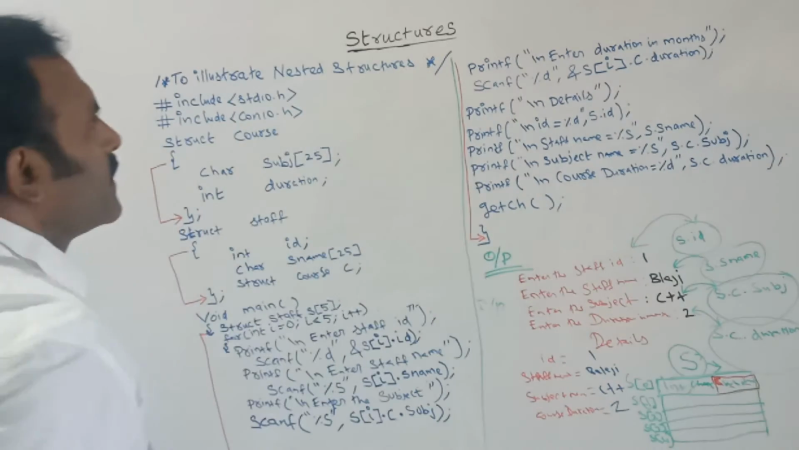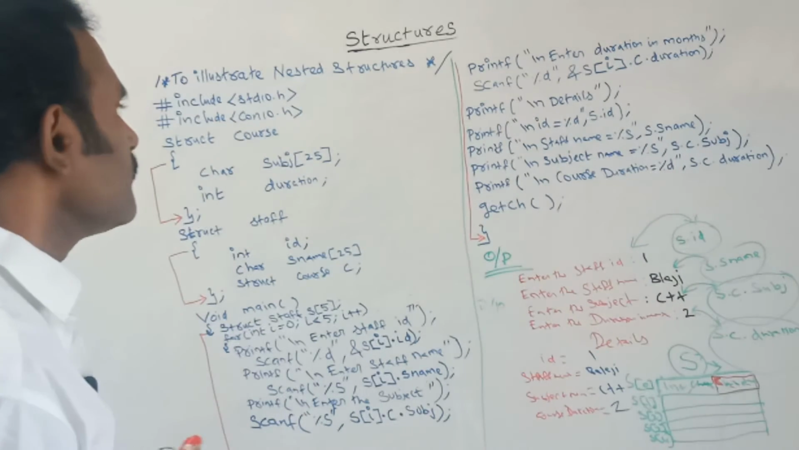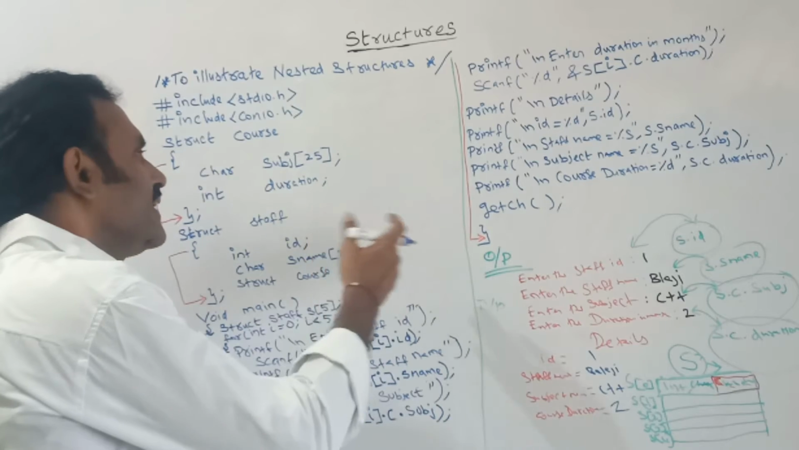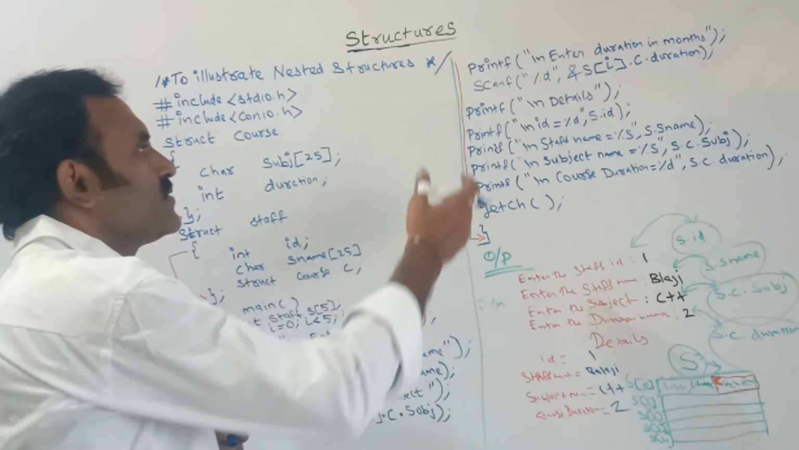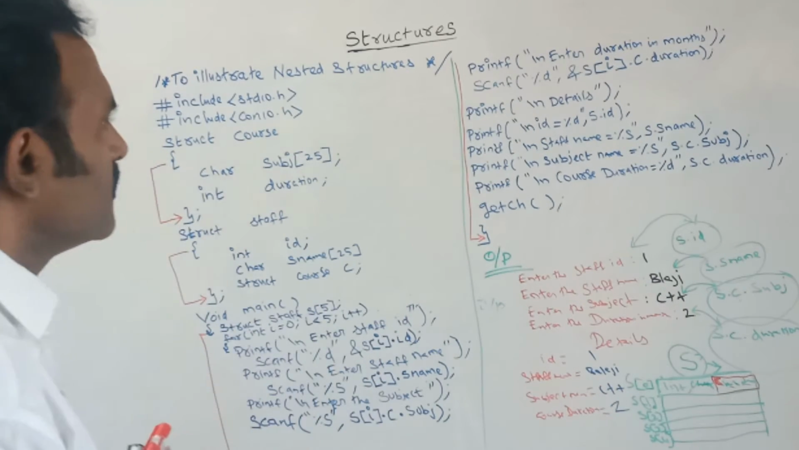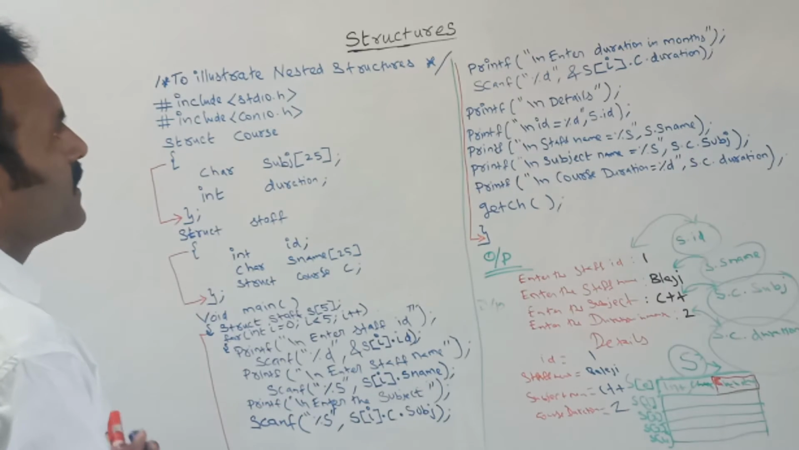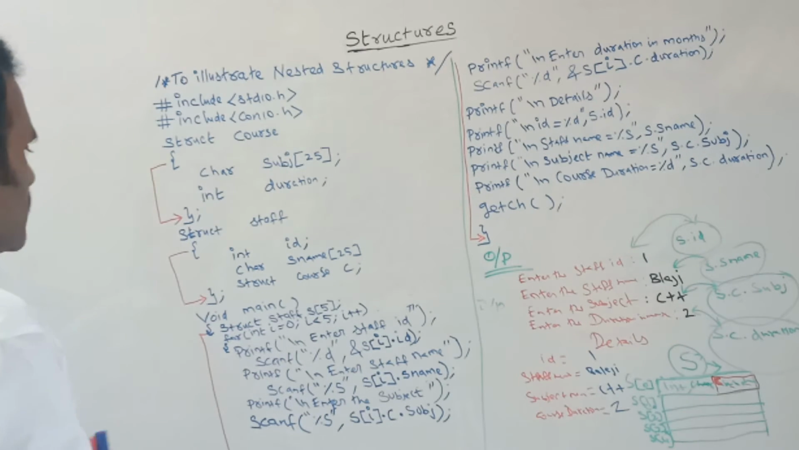Next, while printing the data inside the structure members, for that also we should use a loop. With the help of the for loop we can print the data.